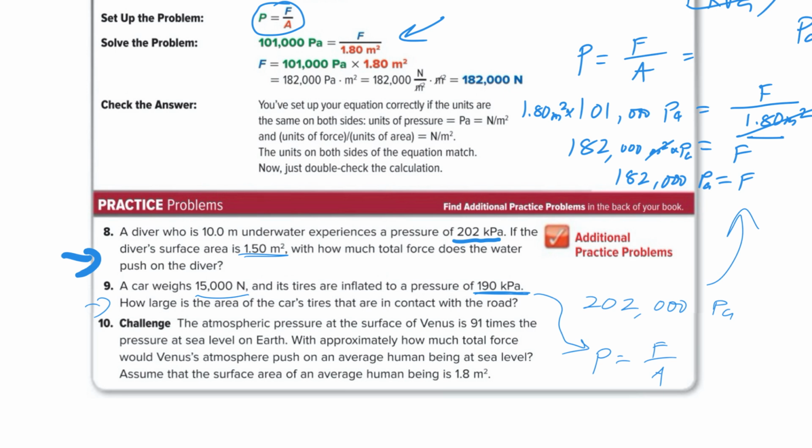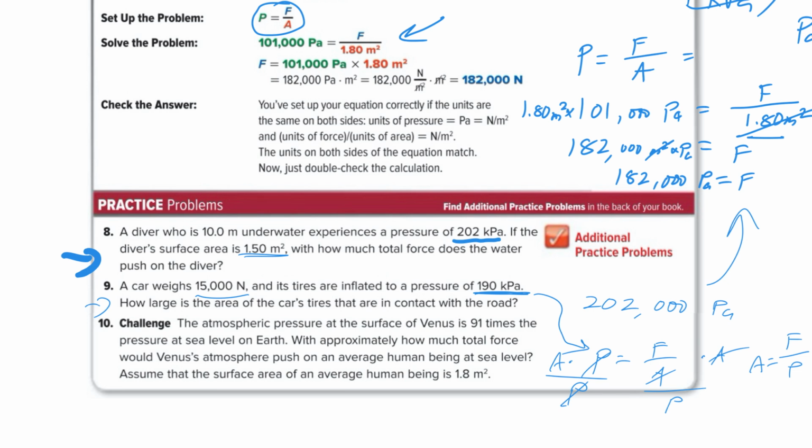So just plug those in. You're going to solve for area. In that case, you're going to have to multiply both sides by the area, and then divide both sides by the pressure. So pressure cancels out here, area cancels out here. So you're left with area equals force over pressure.